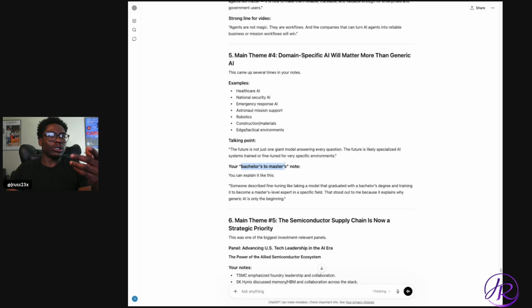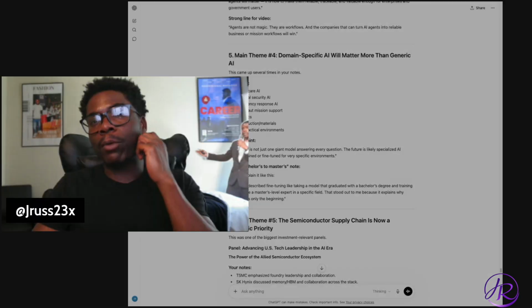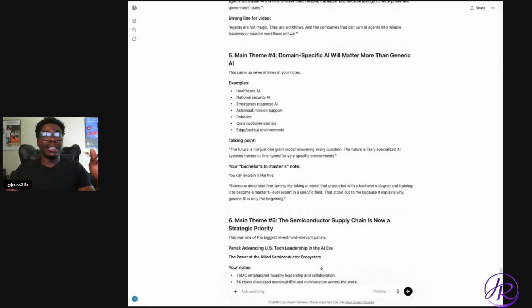This is the talking point I wanted to show you all too, right here, the bachelor's to master's notes. One of the gentlemen gave an example. Someone described fine-tuning like taking a model that graduated with a bachelor's degree and training it to become a master's level expert in a specific field. That stood out to me because it explains why generic AI is only the beginning. So this is overall just going to require more compute, which goes back to my AMD, my NVIDIA, my NBIS thesis. AI is working in so many different industries, and it's not just generic as people think.